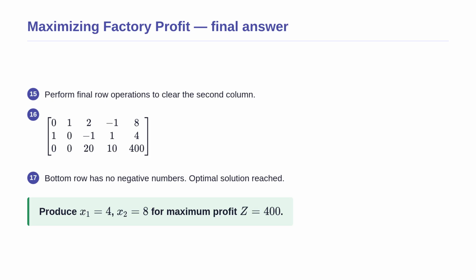We perform our optimality check by looking at the bottom row. The numbers are 0, 0, 20, 10 and 400. There are absolutely no negative numbers left. The algorithm is finished. Reading the rightmost column, we see x1 equals 4, x2 equals 8 and z equals 400. Physically, this means the factory should produce 4 units of product 1 and 8 units of product 2 to achieve a maximum profit of $400.